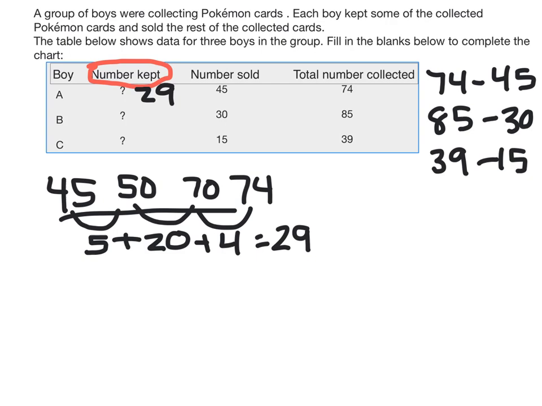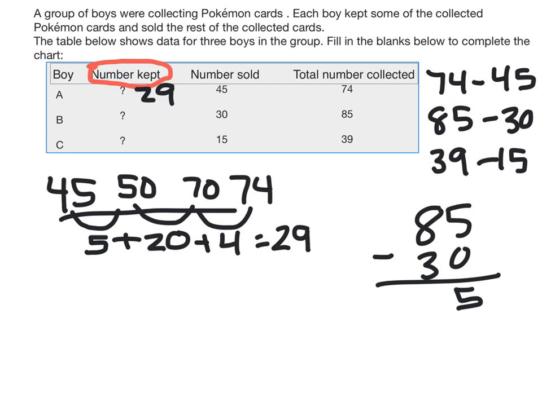So I'm going to do 85 minus 30. And I know that 5 minus 0 is going to be the same as 5. And I know that 8 minus 3 is going to be the same as 5. All set. Easy, just like that. So I know this missing number is going to be 55.